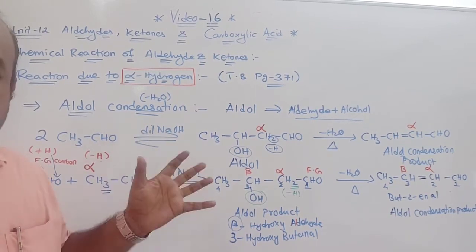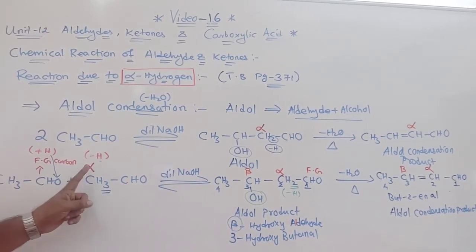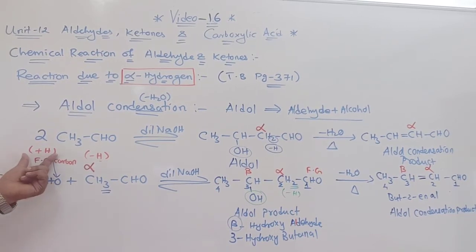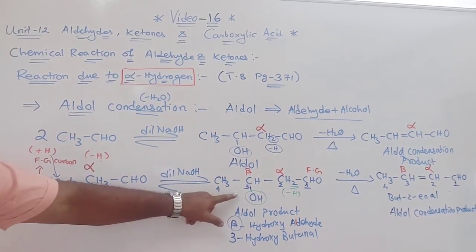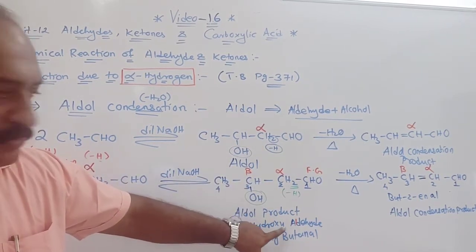From the beginning, I will explain what to do in this case. Two molecules you write separately. From alpha you remove hydrogen first, and from beta you have to add hydrogen to the oxygen. So you will get a beta hydroxy product. Okay, this is the beta hydroxy product, what we say.